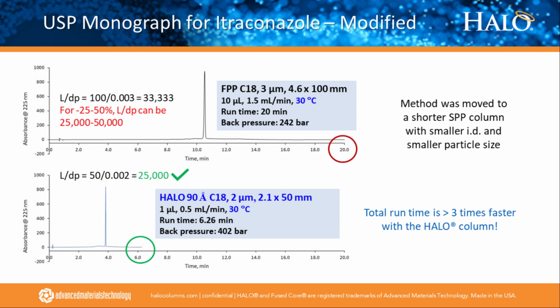Now moving this, as we had done similarly for the cobamamide method, we've now moved it to a 2 micron Halo column in 2.1 by 50 millimeter dimension. And we're now at 25,000 for the L to DP ratio, so we're still meeting that criteria, but now our total runtime is more than 3 times faster with the Halo column. And since we're running at a faster flow rate with smaller particle size, the back pressure does increase to 402 bar, which is still well within the range of HPLC systems.